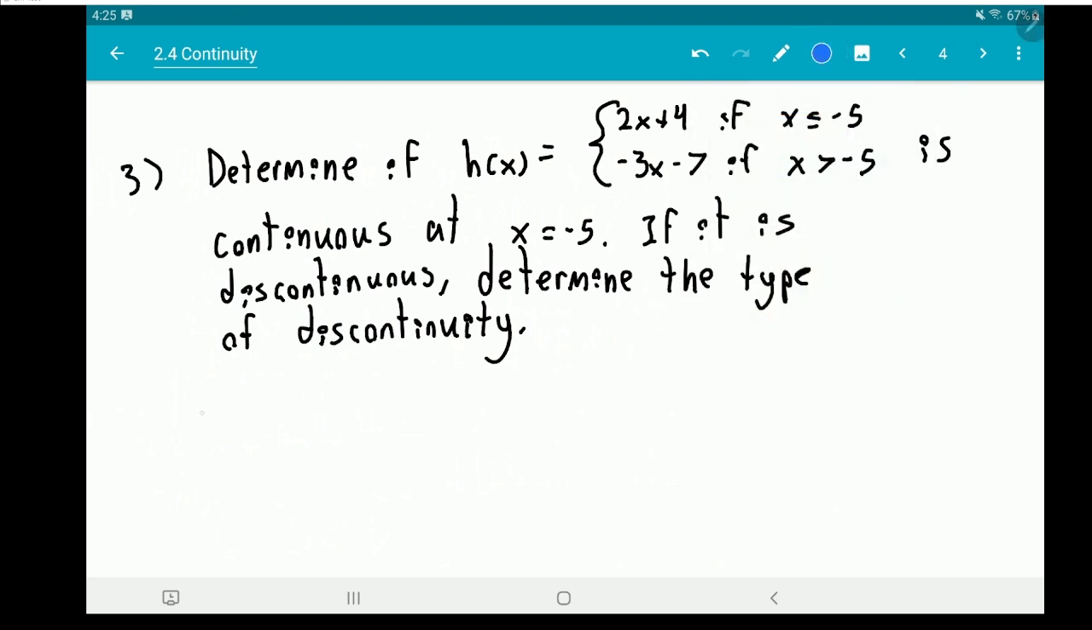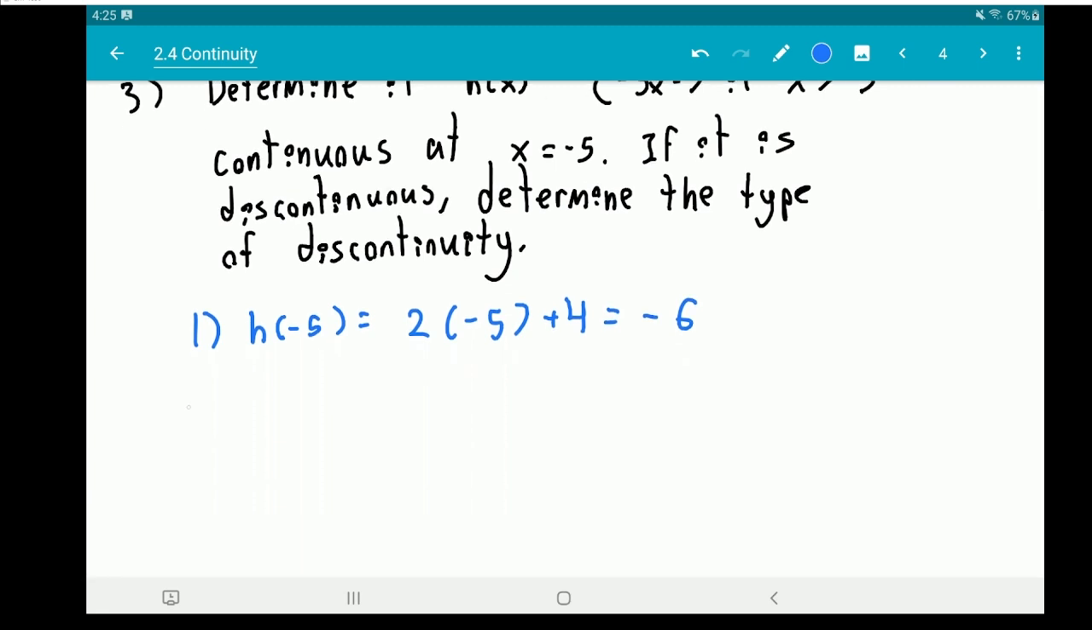First thing we try is, can we even plug in? So if I try to plug in h of minus 5, well, here's where it's less than or equal to minus 5 on that top row. So that's just 2 times minus 5 plus 4, which would be minus 6, because it's minus 10 plus 4. So we do get a function value. And so again, there's some confusion. That does not make the function continuous here. It just means we can plug in. It means we haven't disqualified it yet.